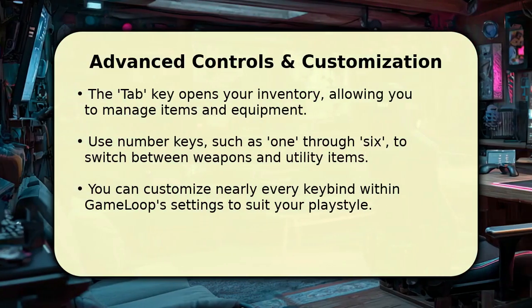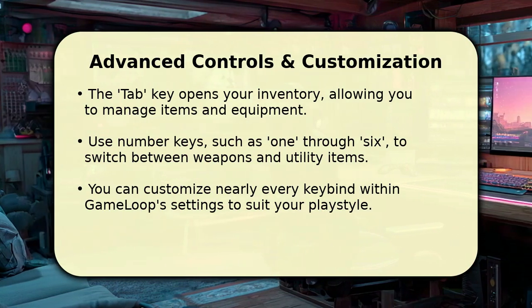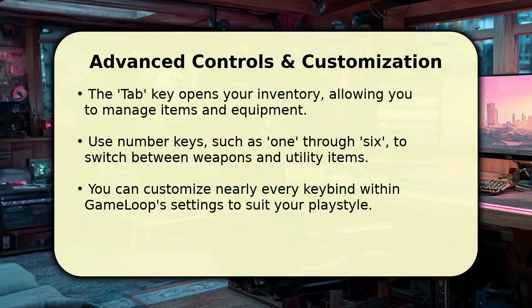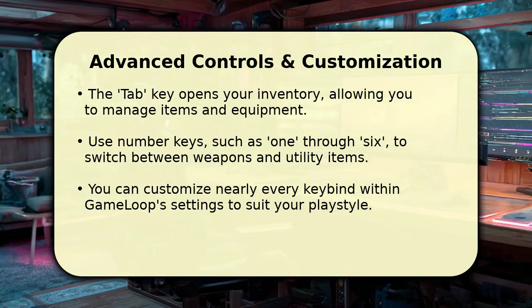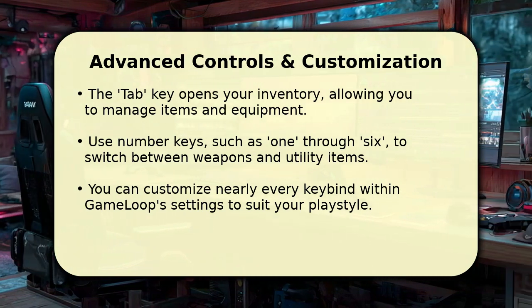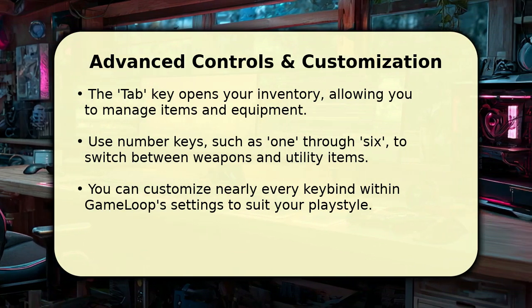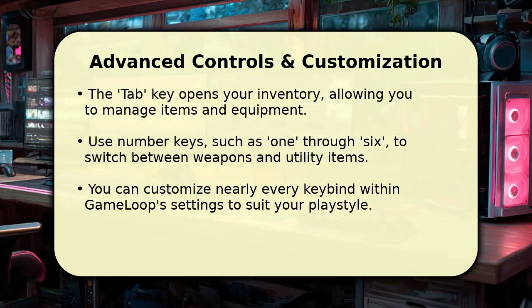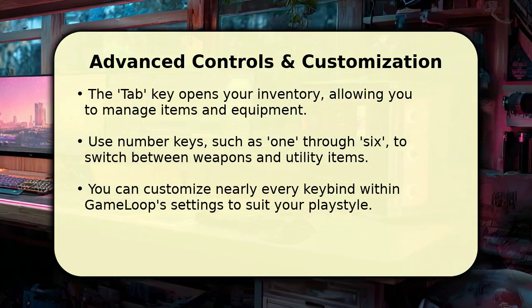Beyond the basics, several other keys are crucial for effective gameplay. Press Tab to quickly access your inventory and manage your loot. Your number keys, like 1, 2, or 3, will let you switch between your primary and secondary weapons or grenades. Gameloop also offers extensive customization options, allowing you to rebind keys. This means you can tailor your controls precisely to your preferences for a truly personalized experience.